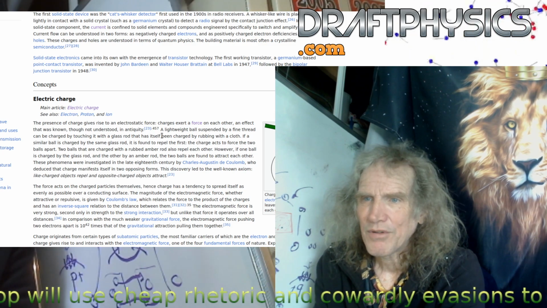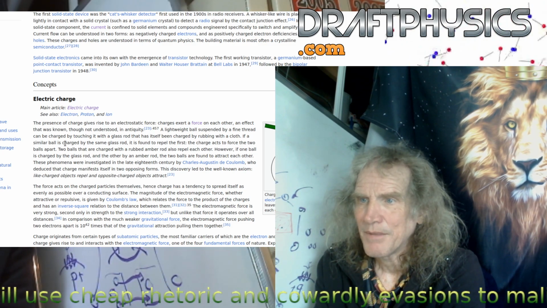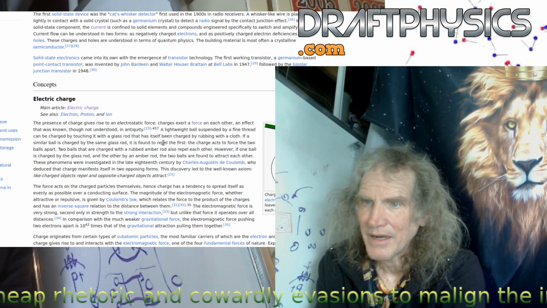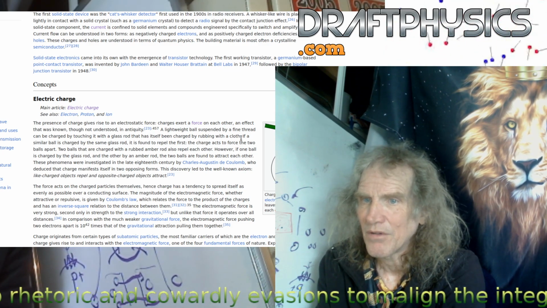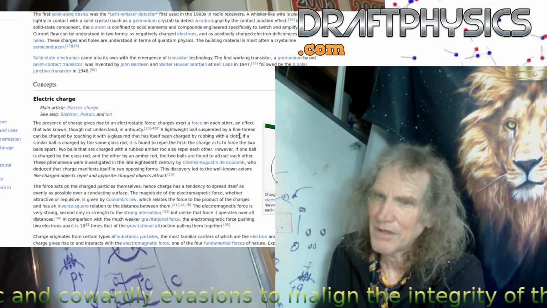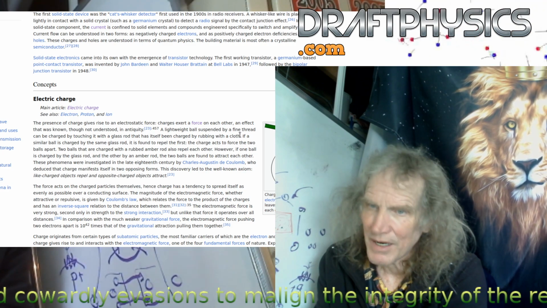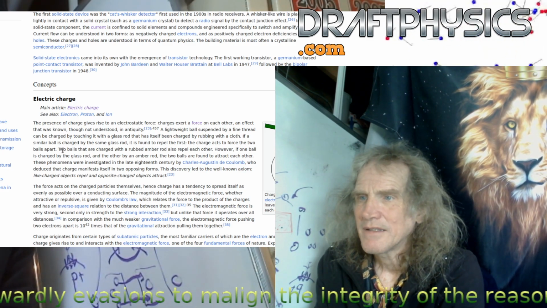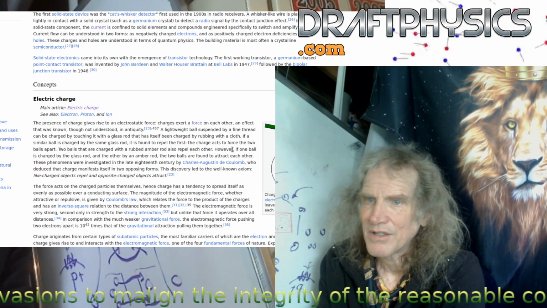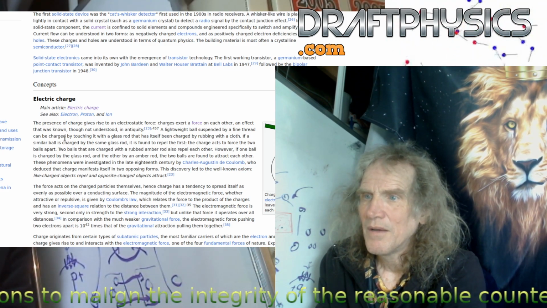A lightweight ball suspended by a fine thread can be charged by touching it with a glass rod that has itself been charged by rubbing with a cloth. So you're just saying I've either taken electrons off or I'm putting electrons on. That's all you're ever doing, adding or subtracting electrons. If a similar ball is charged by the same glass rod, it is found to repel the first. The charge acts as a force to push the two balls apart.